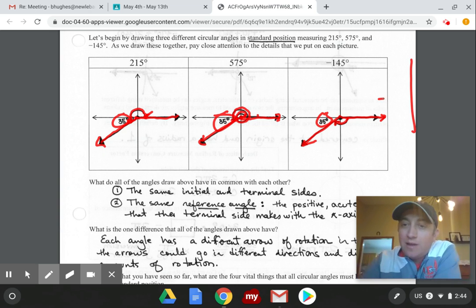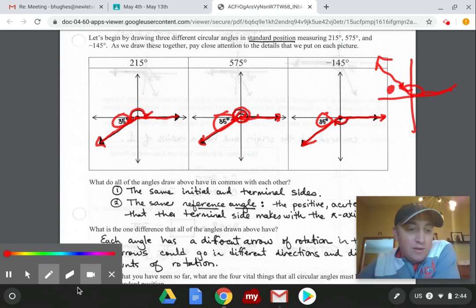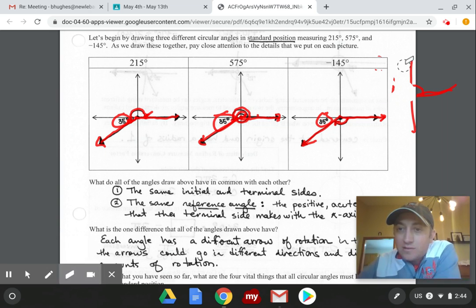So if I had an angle, let's say, here's my initial side, arrow of rotation is there. There's my terminal side. Right in there would be my reference angle. It's the acute angle that gets you back to your x-axis. All right, so the main thing that's different between those three angles, even though they're all pretty much the same, is that they have a different arrow of rotation. They all start off with the same initial side, they all have the same terminal side, but the arrow of rotation is different.